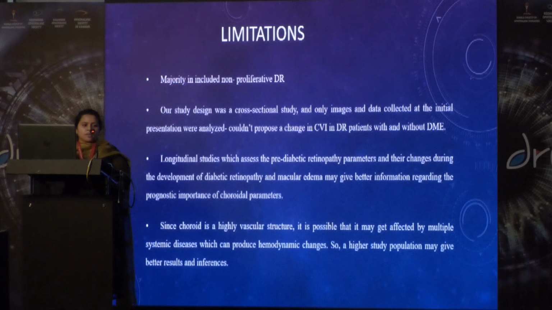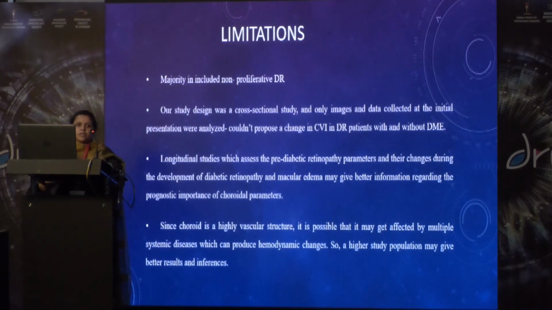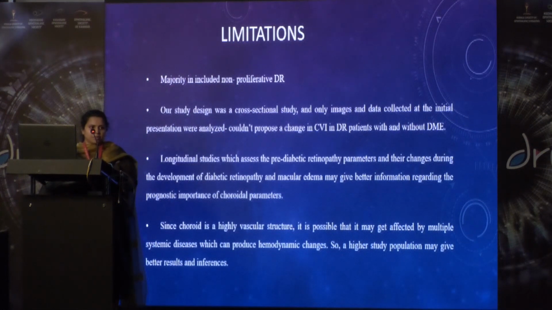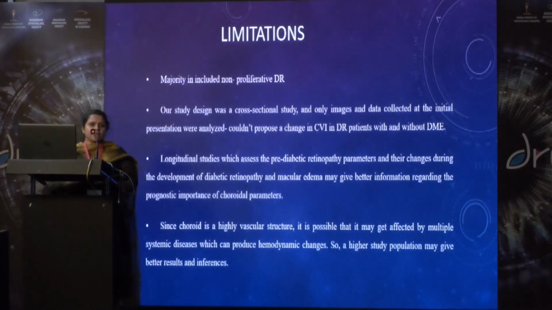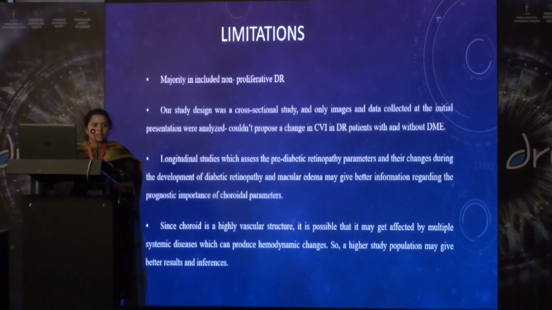Ours was a small population study, the majority included non-proliferative diabetic retinopathy, and it was a cross-sectional study in which only the images and data from the initial visit were analyzed. So a change in the CVI with the development of diabetic retinopathy, its progression, or the development of diabetic macular edema could not be proposed. A longitudinal study which analyzes the pre-diabetic retinopathy changes in the choroid and retina will give better information. And choroid, being a highly vascular structure, will definitely be influenced by a vascular disease like diabetic retinopathy. So a higher population study will give better results and inferences.